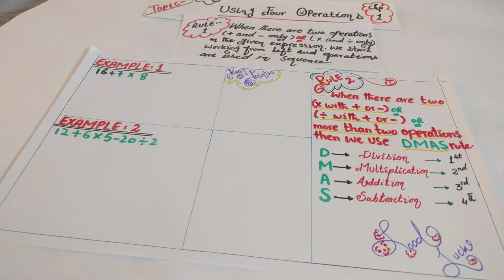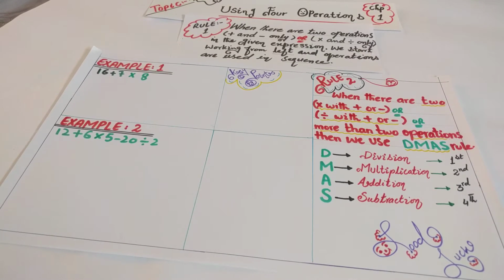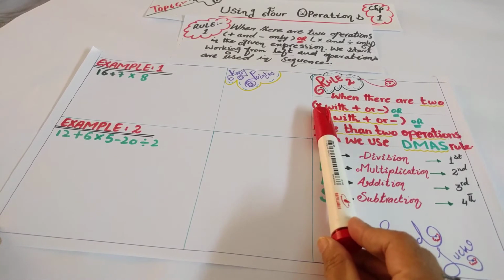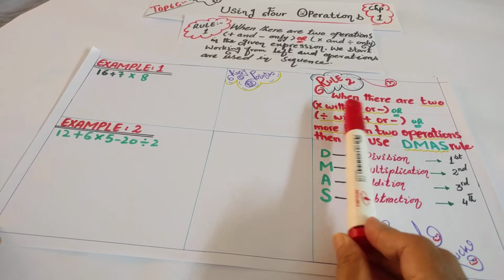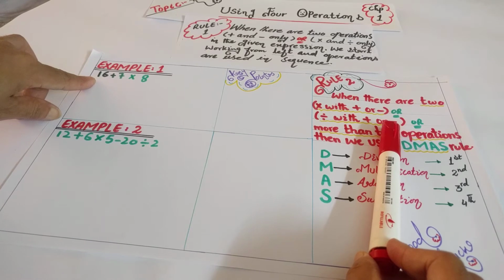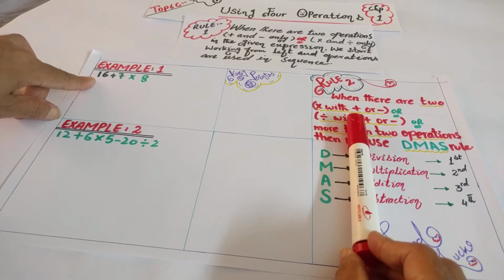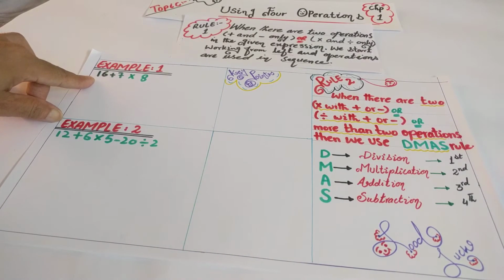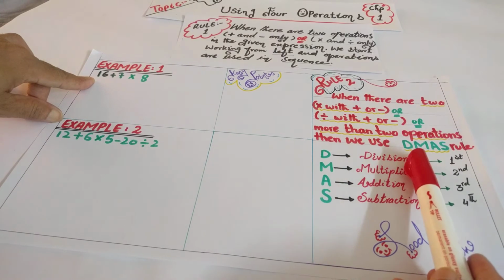First example is 16 plus 7 multiply by 8. This is your first condition. Look here. When there are two operations, multiplication is with plus or minus or division is with plus or minus, this condition is over here. So, according to this condition, if you find the multiplication with plus or minus or division with plus or minus, then you will apply the DMAS rule.